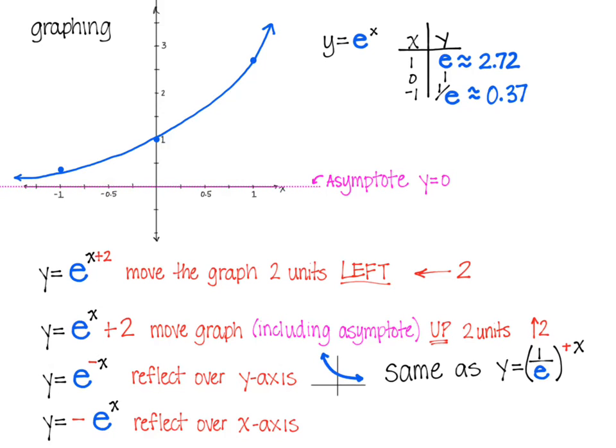The last one is where you're negating the entire function. You're negating e to the x. Well, that means to reflect over the x-axis, so all of the points that were up here will now be down below the x-axis, and we have something that looks like this.